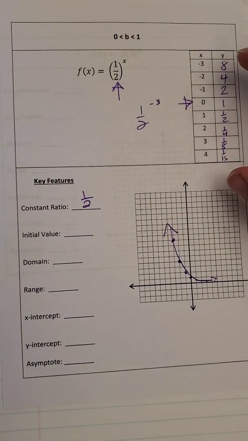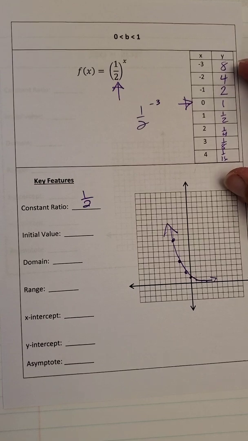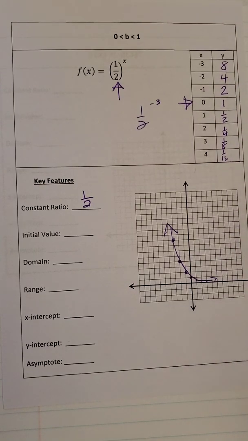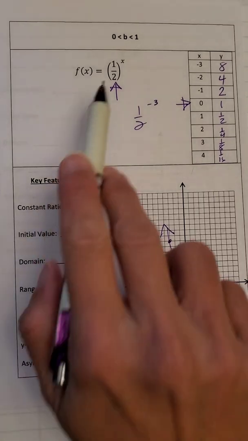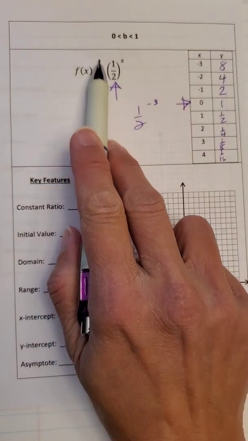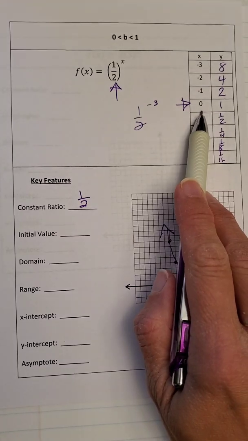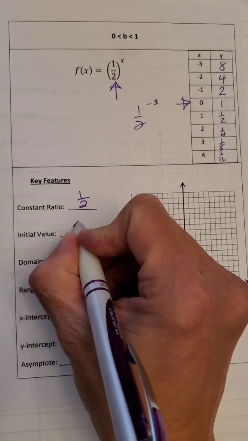But sometimes you're just going to have a table and you'll have to write the equation. Sometimes you'll have a graph and you'll have to write the equation. So we want to make sure you understand the backwards and forwards of that. The initial value, there wasn't anything here, so that means it's 1. We can also find it here, right? So our initial value is 1.